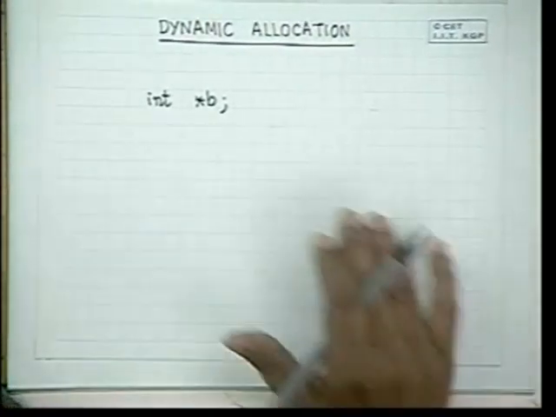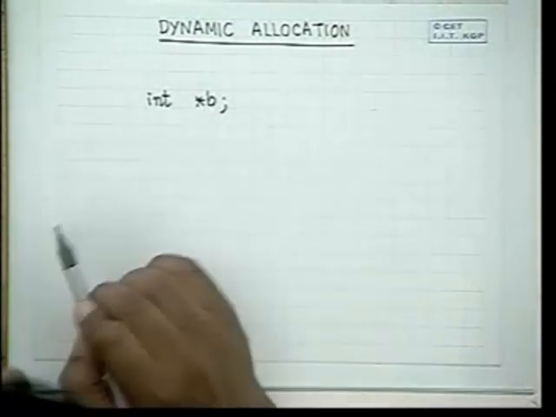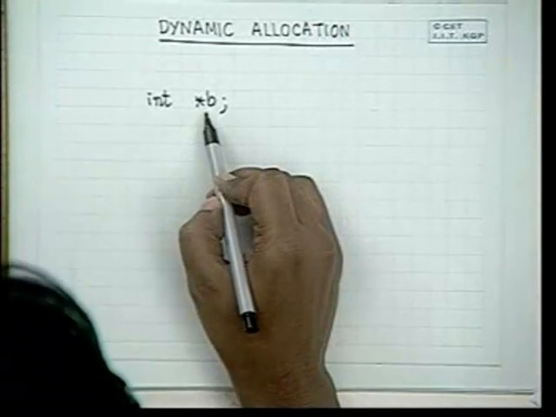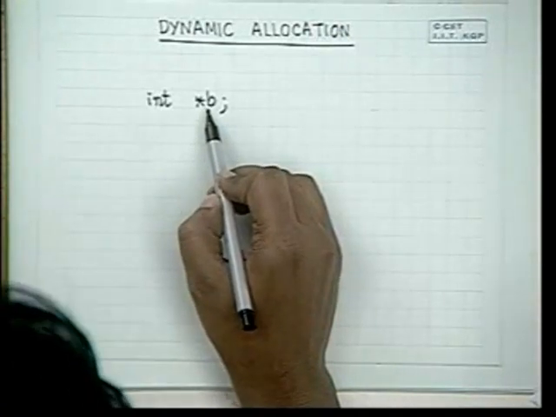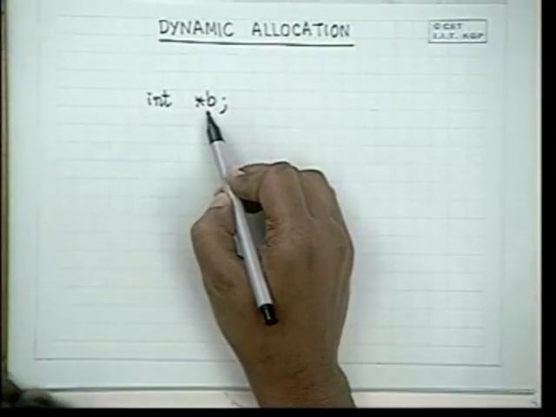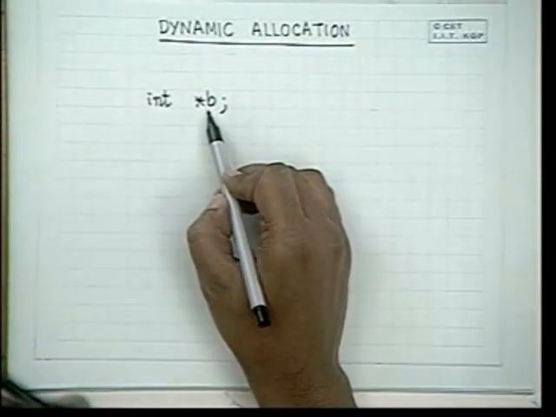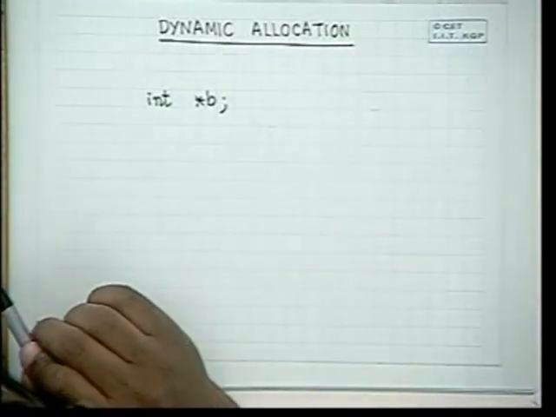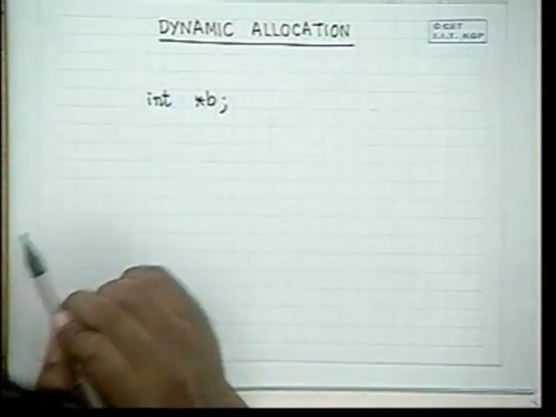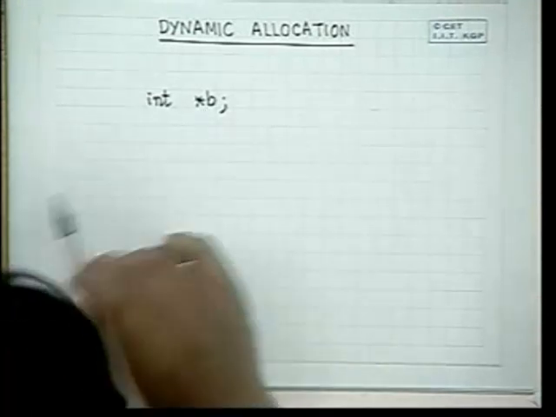So in order to declare an array of size n, after having read n, we will have to define an array name for it. Now the name of the array is not known to us. So we will define a variable whose content will be the starting address of that array. So we will define b to be a pointer to an integer.